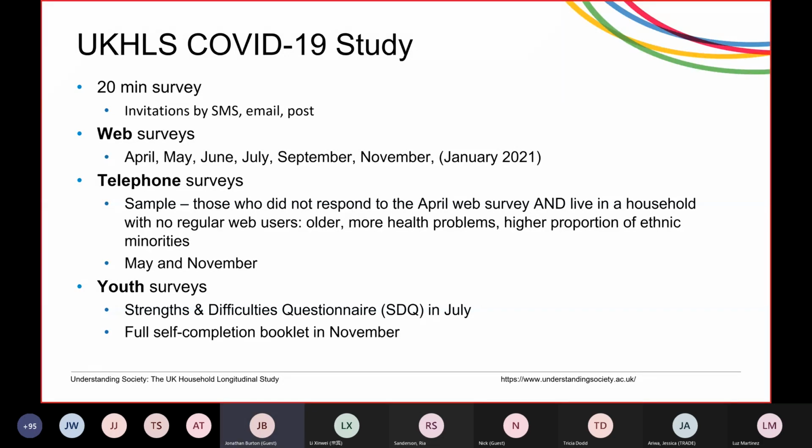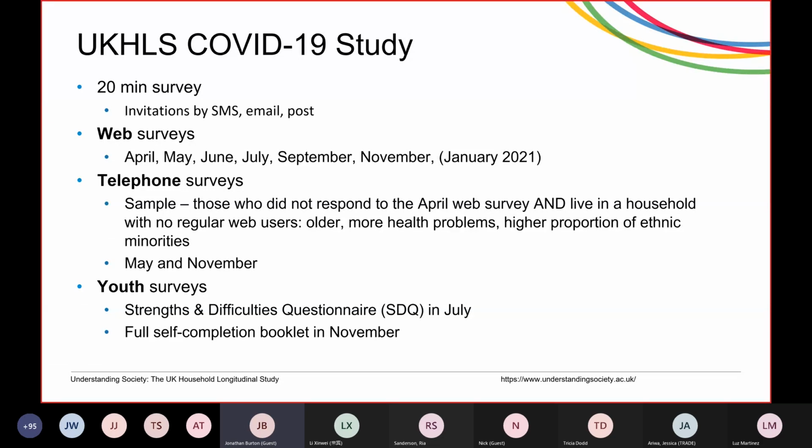So we're aware that the sample we get from these web surveys may not be representative. So what we've done is we've drawn a sample of those who didn't respond to the April web survey and who live in a household where there's no one who's a regular web user. And that's the sample that we've used for telephone surveys. And we had our first telephone survey in May, and there's one this month as well.